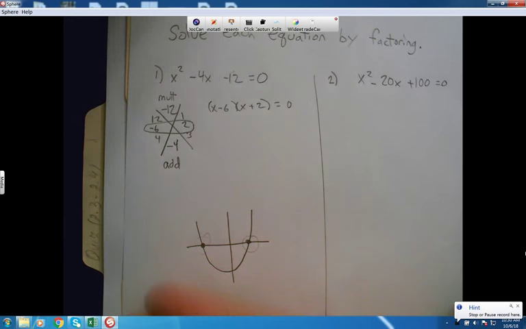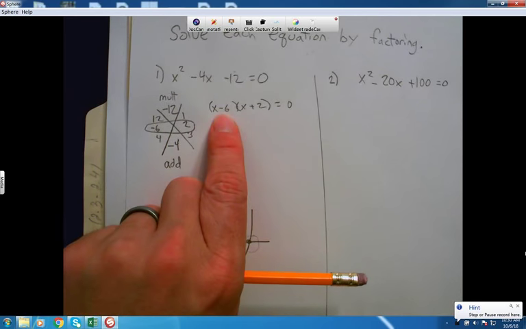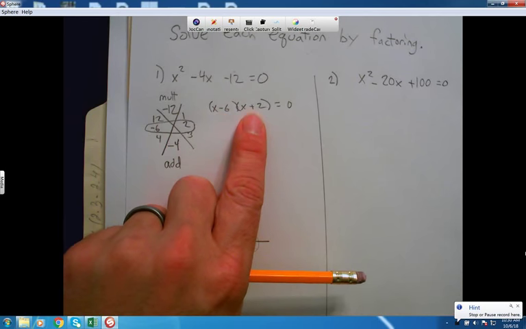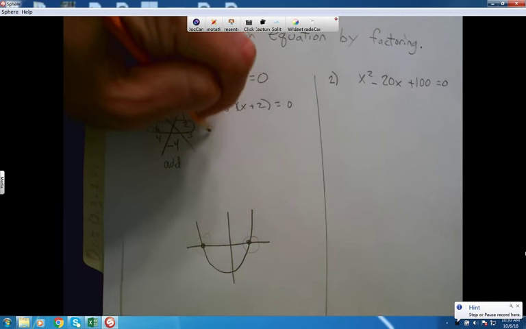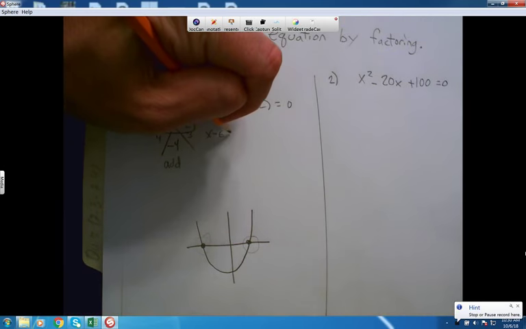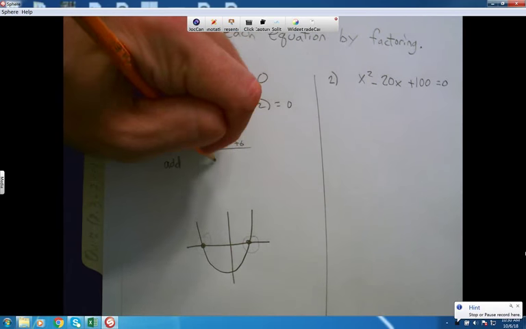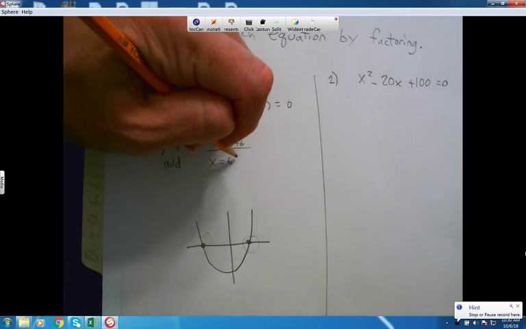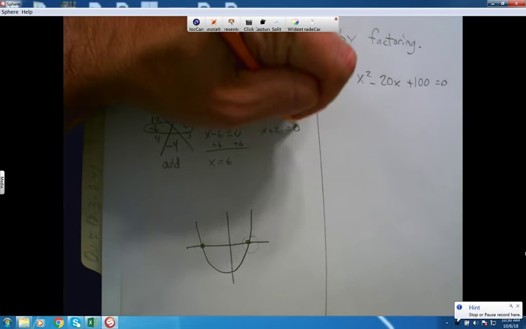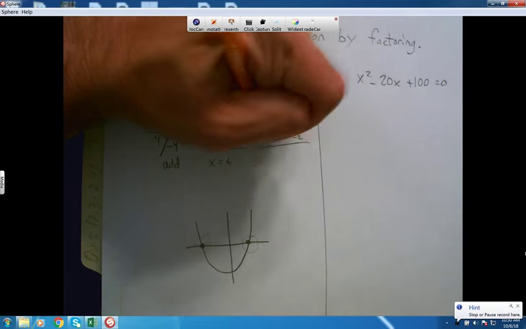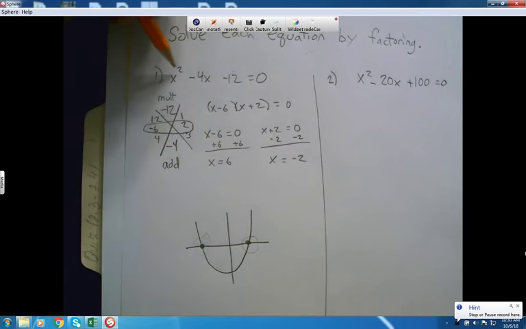So solving means figure out where it hits the ground. We know that these things usually hit the ground in 2 places. That's why we see 2 factors. This one will show you one of the places it hits the ground, and that one will show you the other place. So you just look at each one separately. x minus 6: figure out where that one hits the ground, so plus 6. It will hit the ground at 6, and x plus 2 will also hit the ground when x is equal to negative 2.